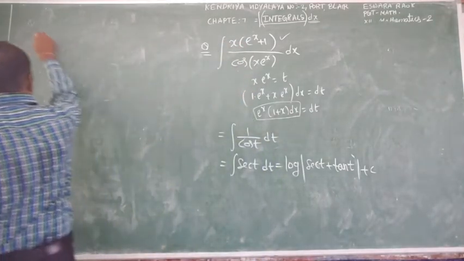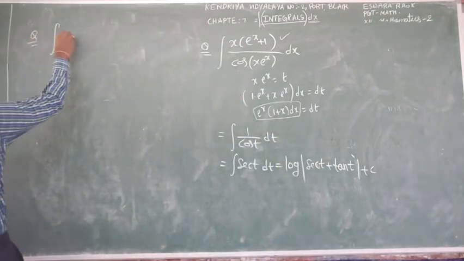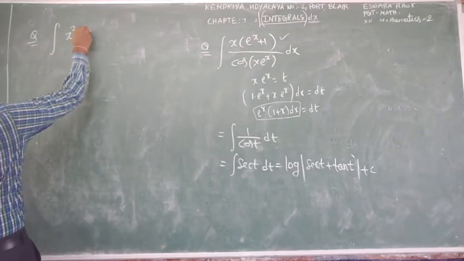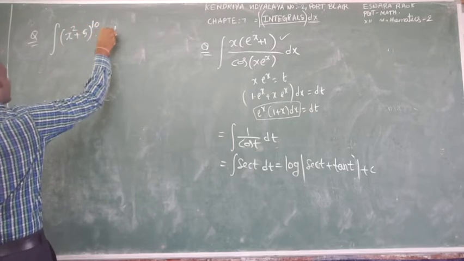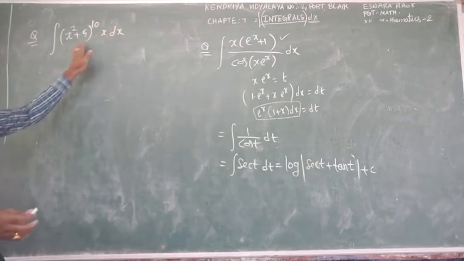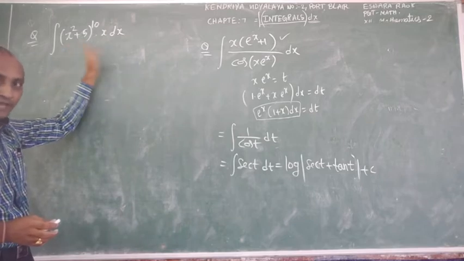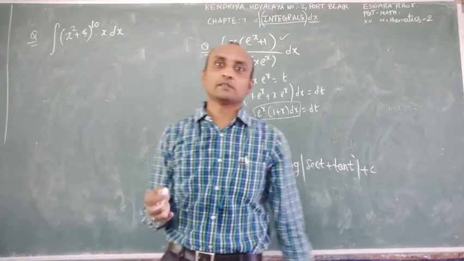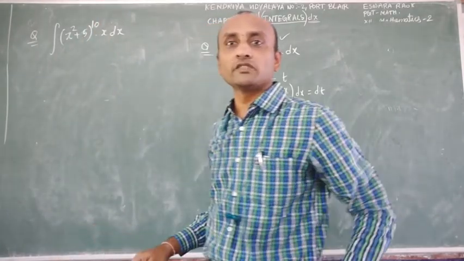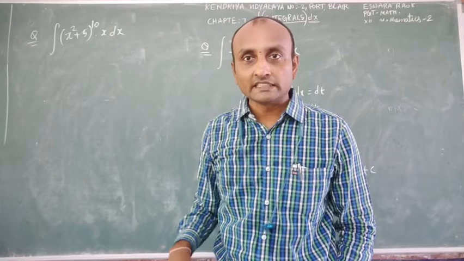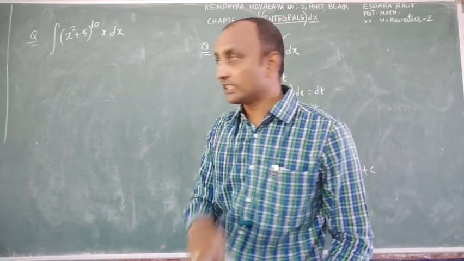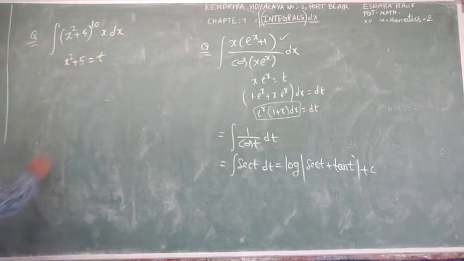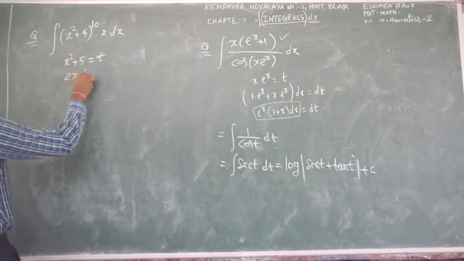Next, see some questions. Very easy yesterday. See, integration x square plus 5 whole power 10 into x dx. See, x square plus 5 whole power 10, expand it, use binomial theorem, multiply x, then integrate directly. But x square plus 5 whole power 10 expanding, 11 terms will come. Very long integration, it will take a lot of time. Instead of that, take x square plus 5 is equal to t. What is x square derivative? 2x into dx is equal to dt.